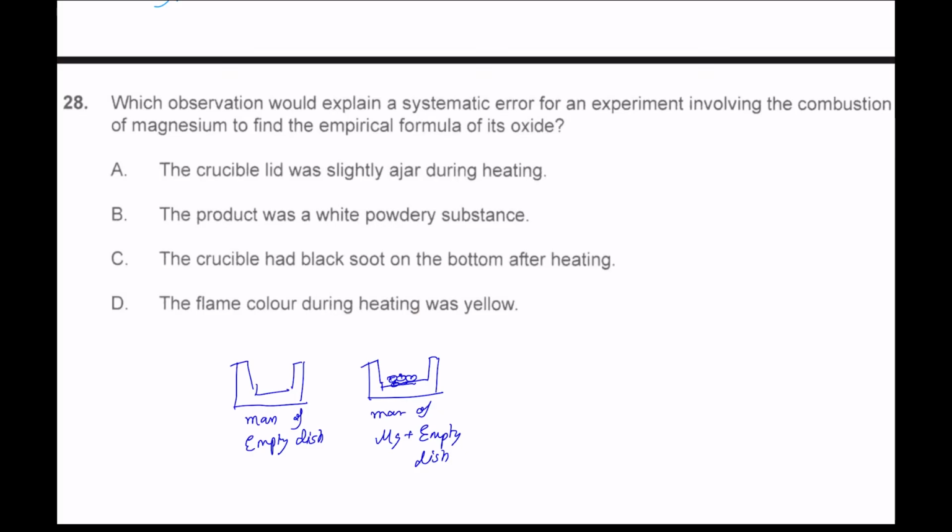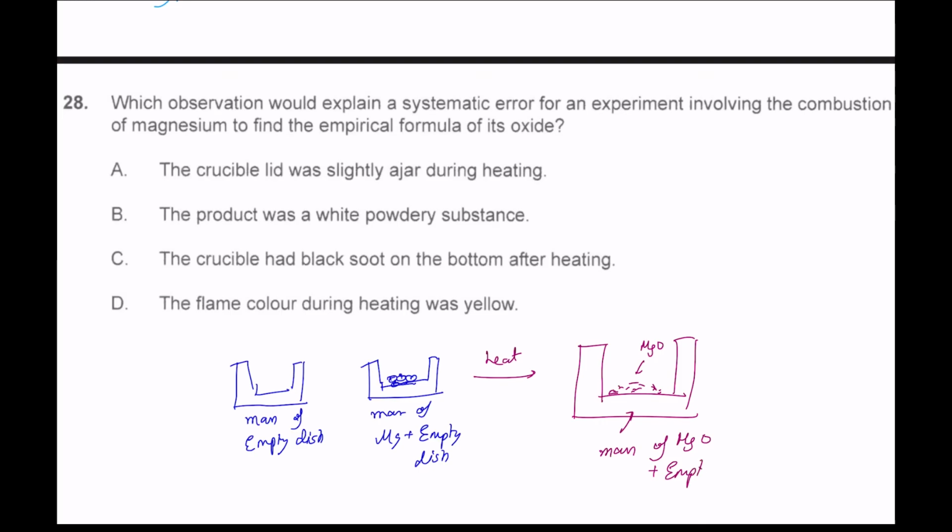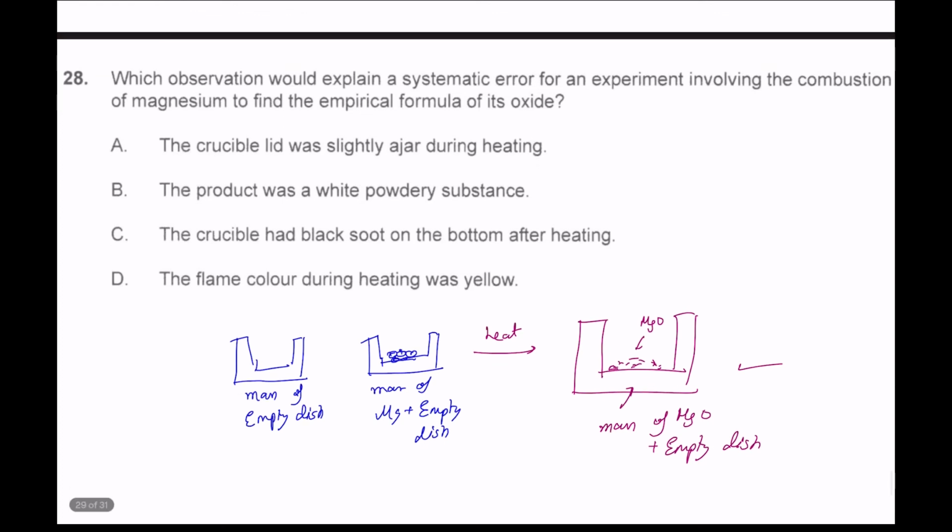Okay. Now after we heat this, basically what happens is, inside you'll have magnesium oxide, right? So this thing here is your MgO. We'll measure this mass. So this will be the mass of MgO plus empty dish. Again, we can subtract the mass of the empty dish from the mass of MgO plus empty dish to get the mass of MgO. Right? So yeah, that would be our experiment.